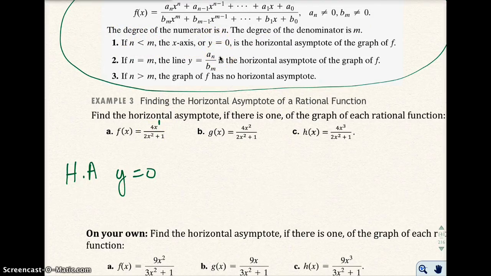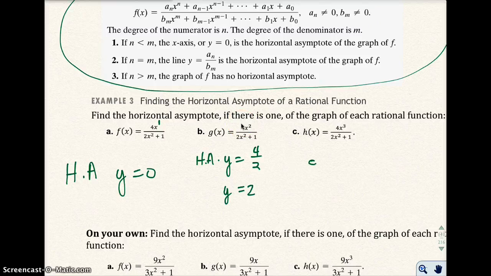Part B, if you look at the degrees here and they're equal to each other, then the horizontal asymptote is going to be the line y equals the ratio of these coefficients here. So the horizontal asymptote is going to be y equals 4 over 2, y equals 2. This is true because these degrees are the same. If the degrees are the same, you can take these two coefficients and divide them to get your horizontal asymptote.